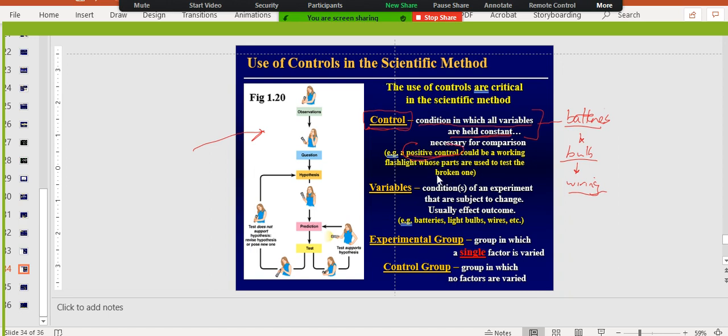A positive control is using something that works to make sure that the parts that you're changing, that you're testing, are functional in that broken flashlight. So we have negative controls and positive controls. And a positive control in this example would be a working flashlight. We have variables. So variables are things that we change, like the batteries and the light bulbs and the wires and all this other stuff, right? So the same thing we're talking about here, these variables.